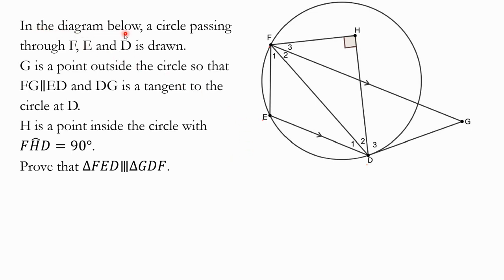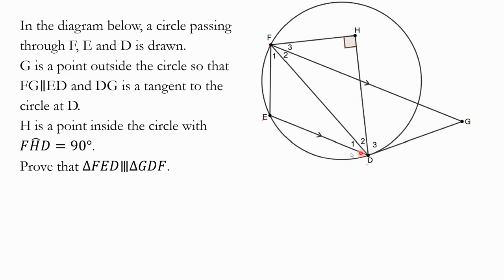Welcome back. Let's do question 9a. In the diagram, a circle passing through F, E, and D is drawn. G is a point outside the circle so that FG is parallel to ED. It's already indicated there. And then DG is the tangent to the circle at D.